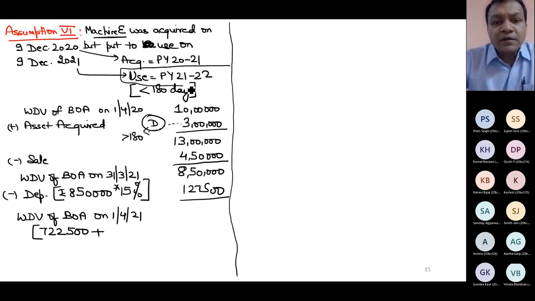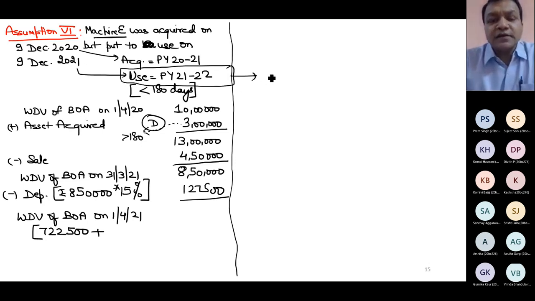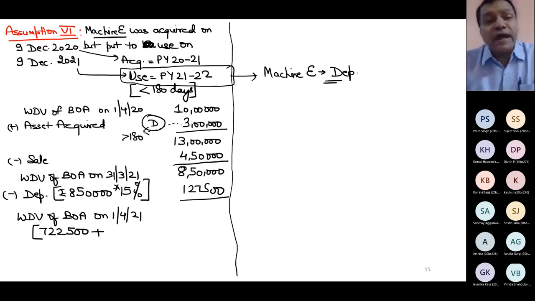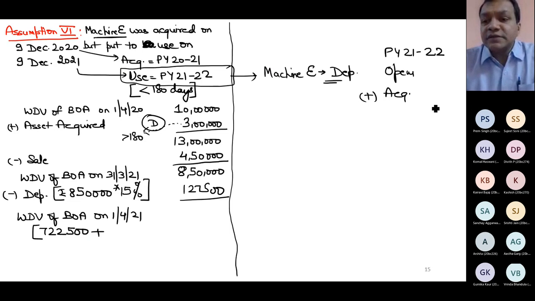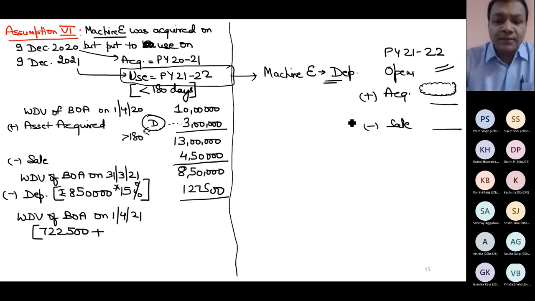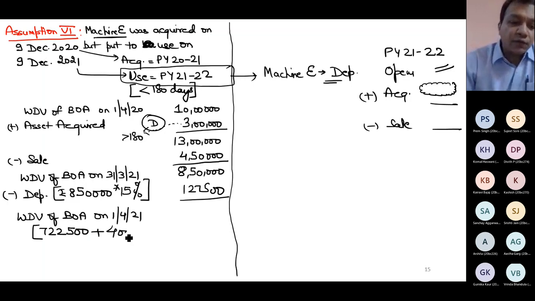But I know that in next year there will be machine E also, which was put to use for the first time. So in this next year, I have to compute depreciation on machine E also, and that is why I will not be able to add this machine E value in the previous year 21-22. I will prepare this format: opening WDV plus asset acquired during the previous year minus sale. So I will not be able to add it in. So I should make it a part of opening block. So here I will add the value of 4 lakh.